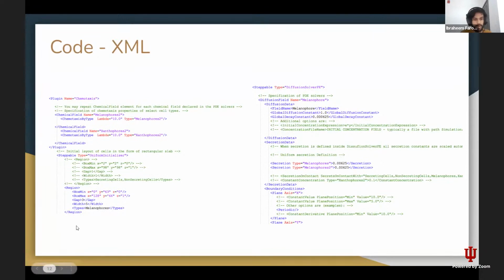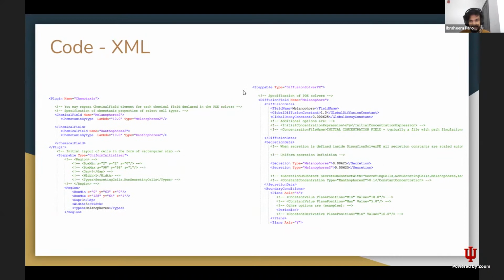This is probably the most important part of our XML, which is initializing your conditions to see what patterns form as a consequence. And then here we can also just see the melanophore 1 field, which has a diffusion constant of 1, and we have 3 other fields. The only difference between melanophore 1 and melanophore 2 is a different diffusion constant, and that helps us get the difference in diffusion length, right? And then xanthophore 1 and xanthophore 2.